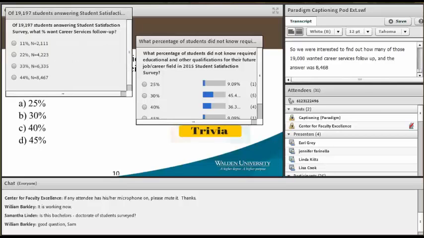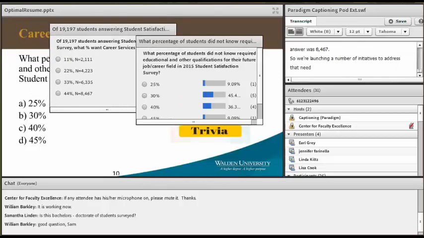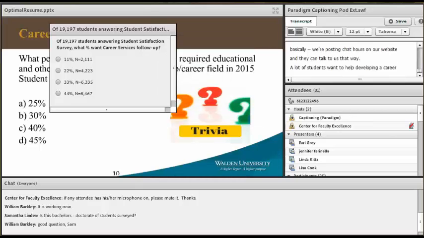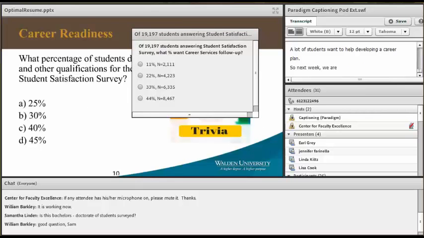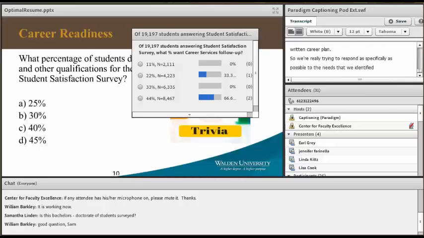So we're launching a number of initiatives to address that need, such as launching live career chat hours now, so that students who have a quick question can talk to us that way. We're posting chat hours on our website. A lot of students want help developing a career plan. So next week, we are delivering a very practical, hands-on webinar on that topic, on how to set goals and how to develop a written career plan. So we're really trying to respond as specifically as possible to the needs that we identified through that student satisfaction survey. So with that said, I'm going to hand it back to Linda to talk about the benefits of ePortfolios.